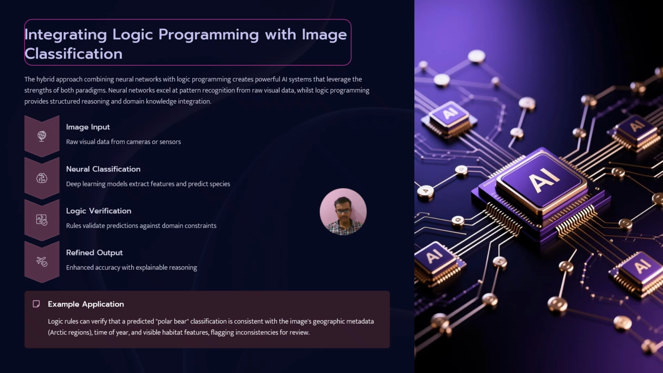Example application. Logic rules can verify that a predicted polar bear classification is consistent with the image's geographic metadata, Arctic regions, time of year, and visible habitat features, flagging inconsistencies for review.